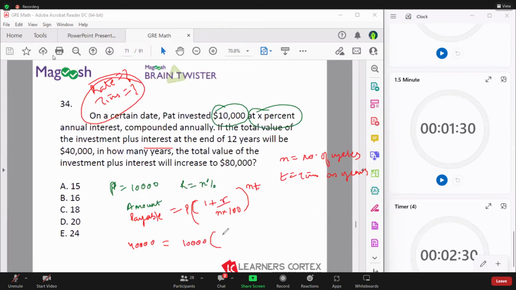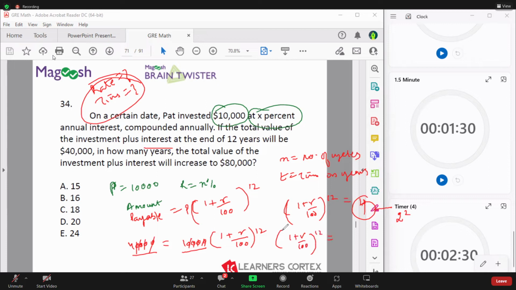Okay. Now this can be written as 1 plus R over 100. Since it is compounded annually, n would be 1, so we can just write it as 100, and t is 12. Since this and this are in multiplication, we can cancel out the zeros. So 1 plus R over 100 to the power of 12 becomes 4. Or we can also write this as 2 to the power 2. Now 1 plus R over 100 to the power 12 becomes 2 to the power 2, right?